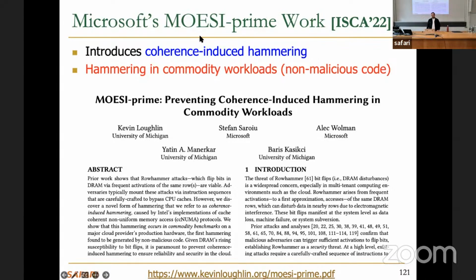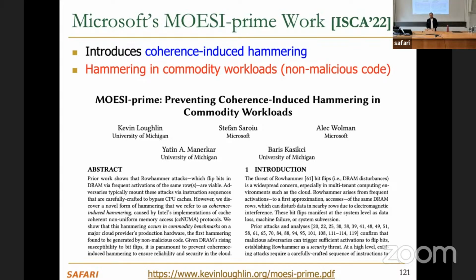the Moesi protocol... I need to pause here actually and ask you if you're familiar with cache coherency. Okay, so Moesi is a cache coherence protocol many of you are familiar with. You can also check the paper, it explains it. And we have lectures about Moesi for sure, so you can learn from there as well.